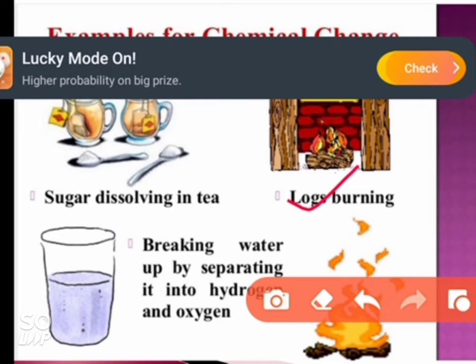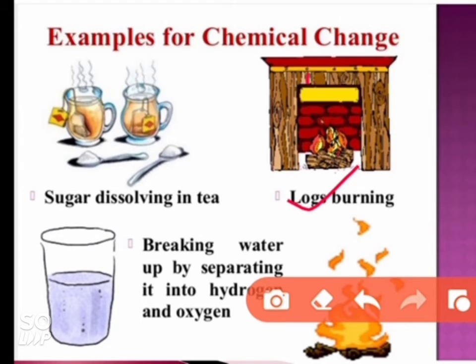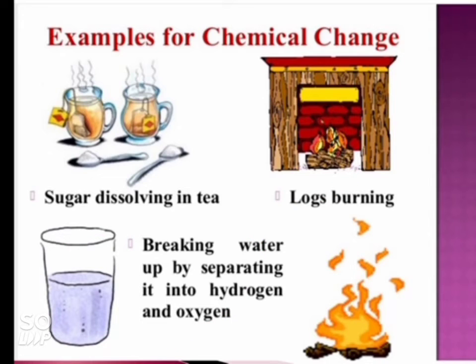Similarly, if we break water into its components, we all know the chemical formula of water is H2O. It contains hydrogen atoms and oxygen atoms. If we break the water into hydrogen and oxygen, it is a chemical change because the properties of hydrogen and oxygen are different, and the property of water is different. That's why it is a chemical change.